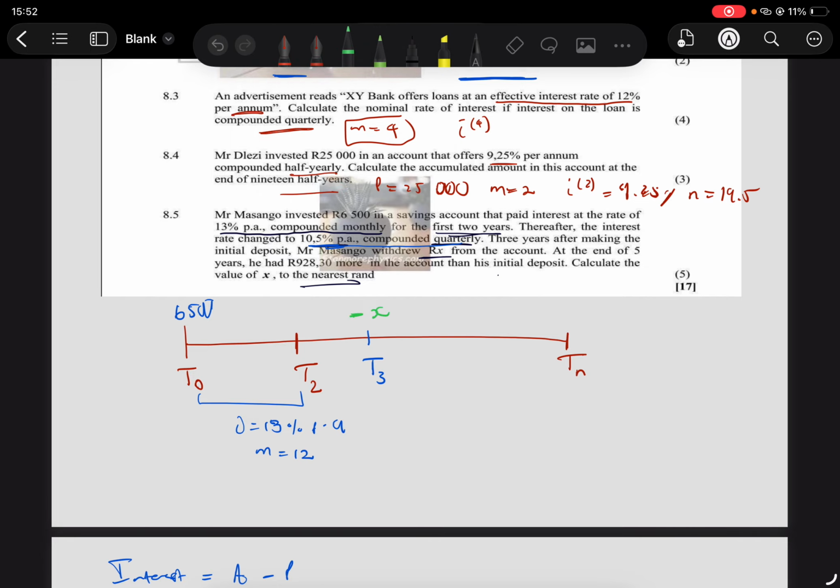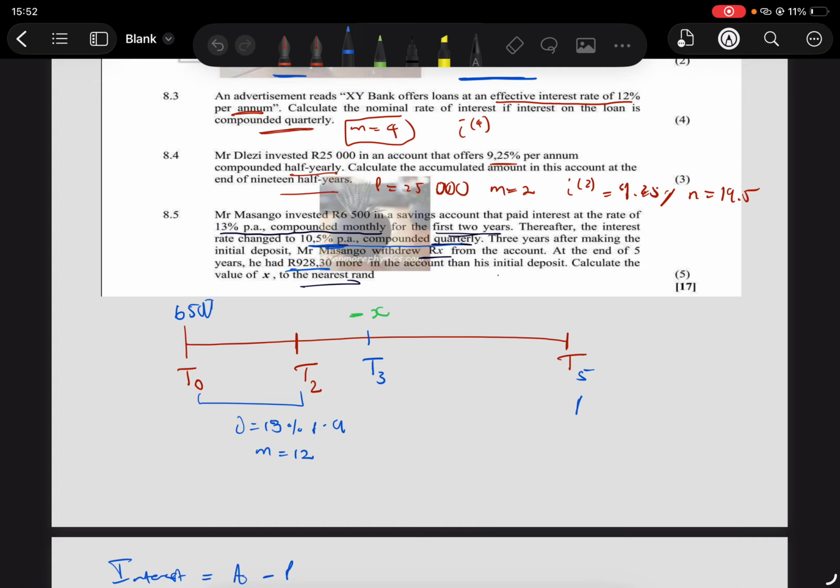And a withdrawal, we show it with a subtraction or a negative sign. So Mr. Masango withdrew RX from the account. At the end of 5 years, so this investment would take place for 5 years, so that is time n. Our n there is 5. At the end of 5 years, he had R928.30 more in the account than the initial deposit.